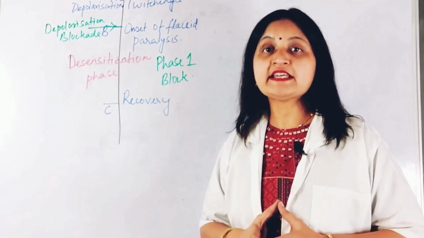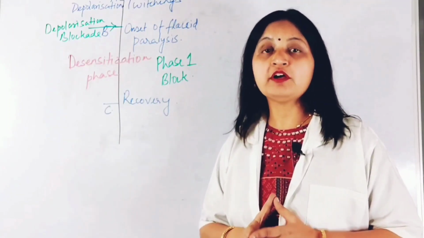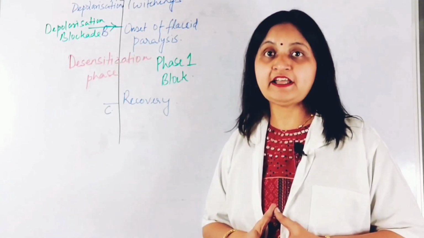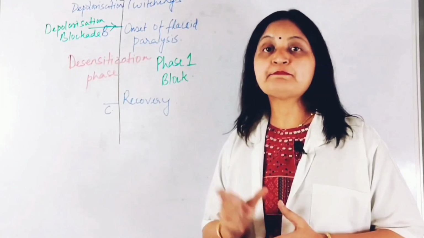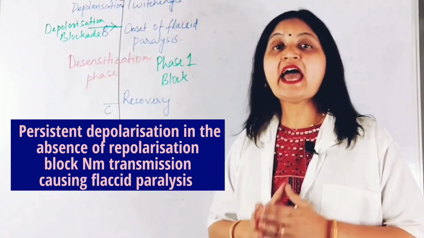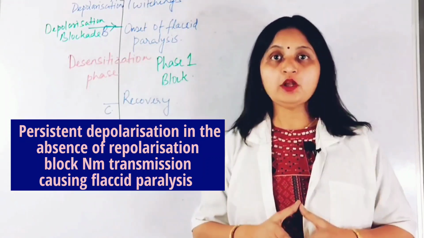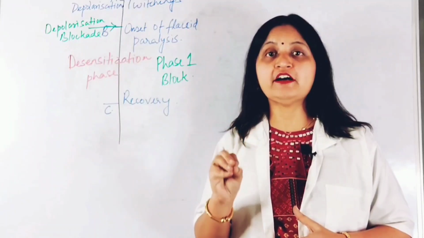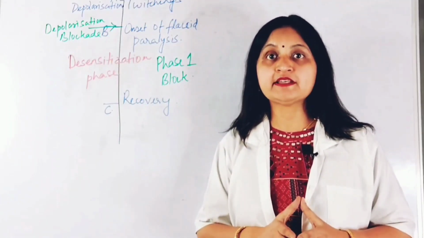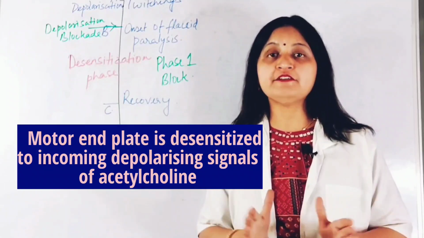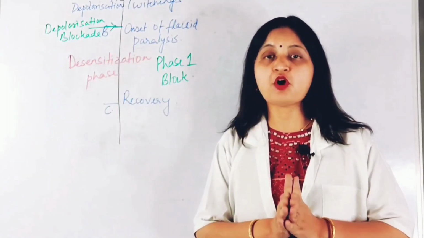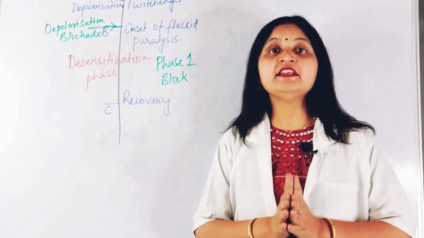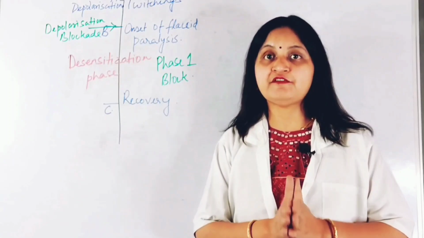So the depolarization continues because of the longer duration of action of succinylcholine. Because succinylcholine persists in the synaptic cleft for a longer period, it causes persistent depolarization in the absence of repolarization. Although acetylcholine is freshly released from the nerve terminal and stimulates the motor nerve fibers at the nicotinic receptors, the motor end plate is unresponsive to the incoming depolarizing signals of acetylcholine because the motor end plate is desensitized, and this phase is known as desensitization phase.